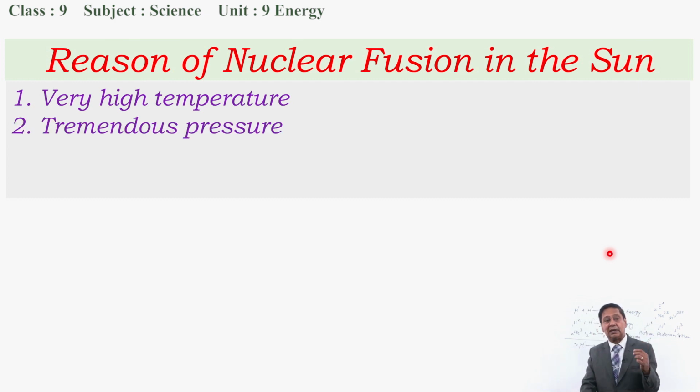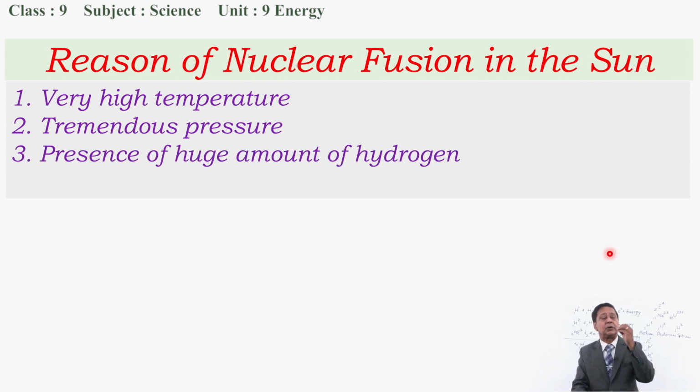And second, tremendous pressure. Tremendous pressure is over there, due to which protons combine with each other because of the pressure, and then helium is produced. That's why tremendous pressure is needed, and it is there in the sun. Not only in the sun, in every star the same thing is happening.